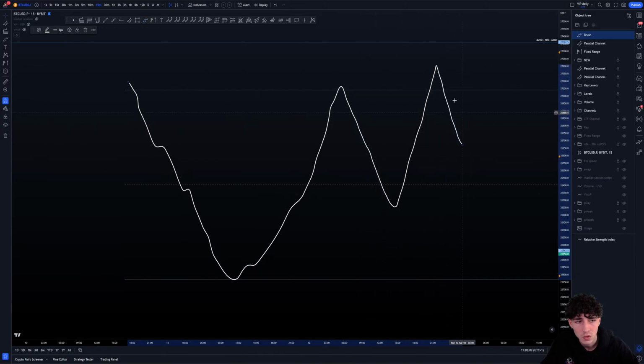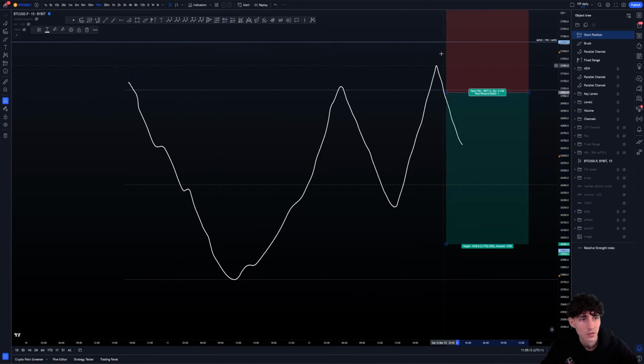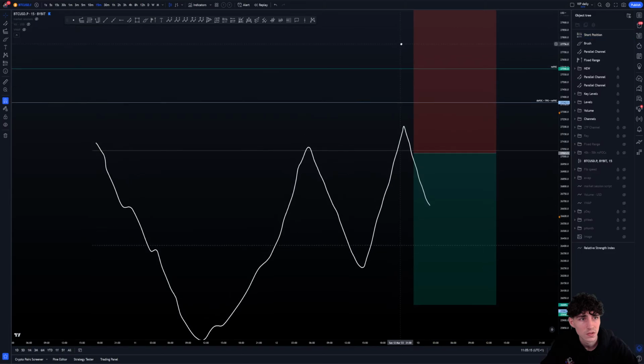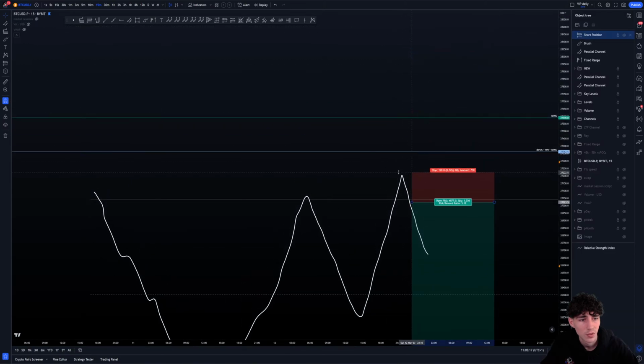You want to take a short here, okay? You want to short that top right there, for example. You want to short that top with the stop loss above the high.